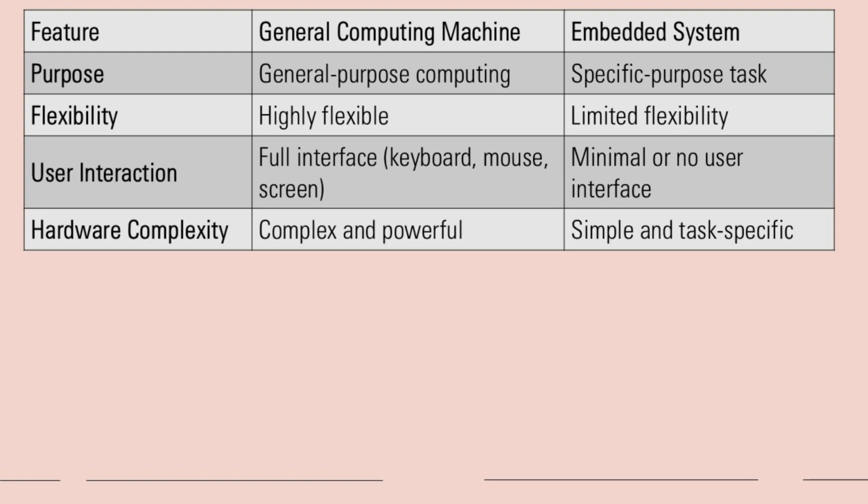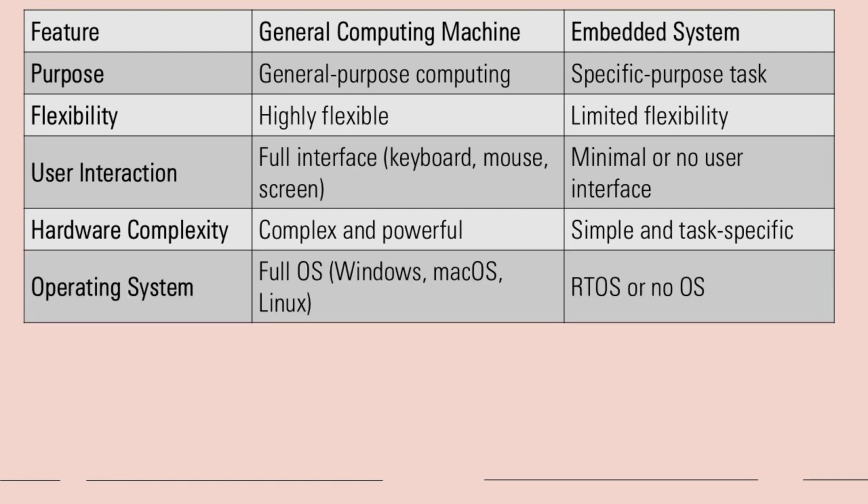Coming to the fourth point: hardware complexity. General computing machines have complex and powerful hardware like multi-core processors and lots of memory. Embedded systems use simpler, efficient hardware because they only need to do one specific task.